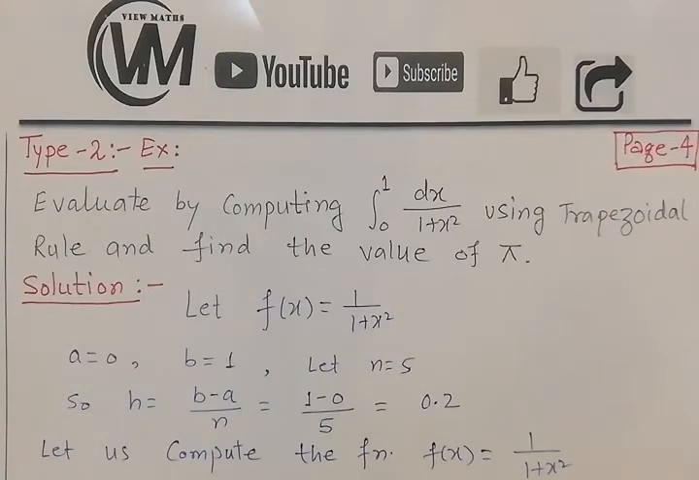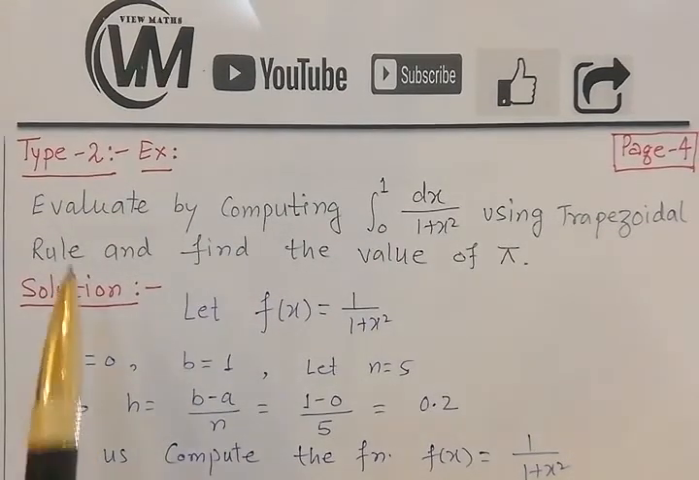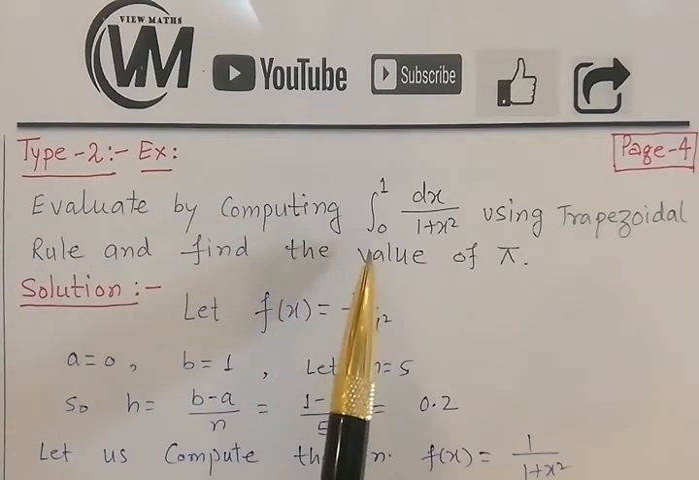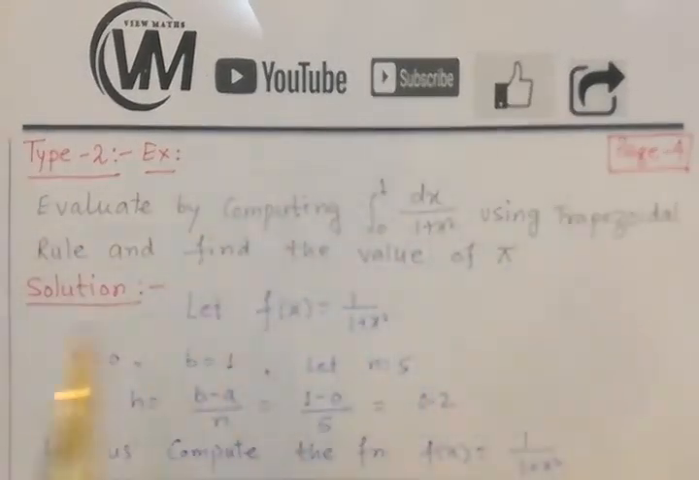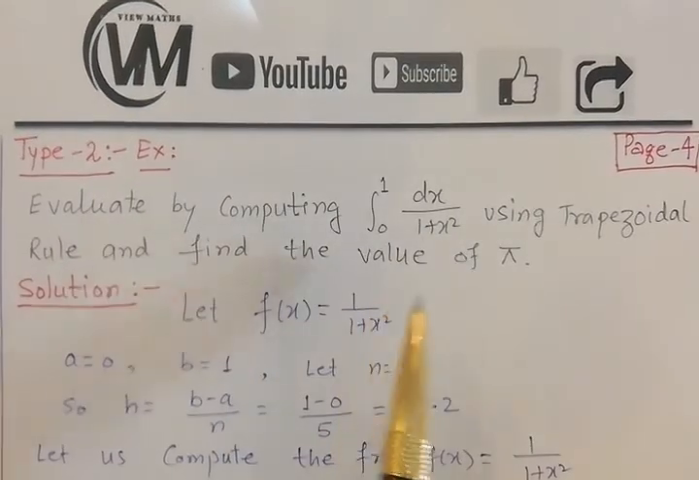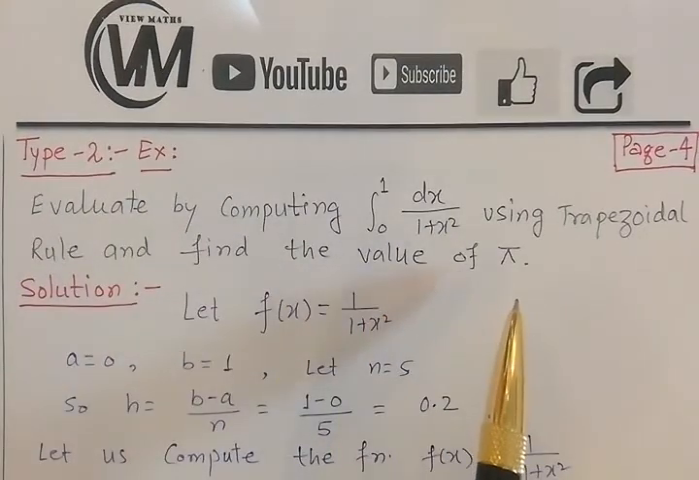Now, an example of the second type, when the computation table is not given in the problem. See this example: evaluate the integral from 0 to 1 of dx upon 1 plus x square using the trapezoidal rule and find the value of pi. The solution. Focus on the solution.